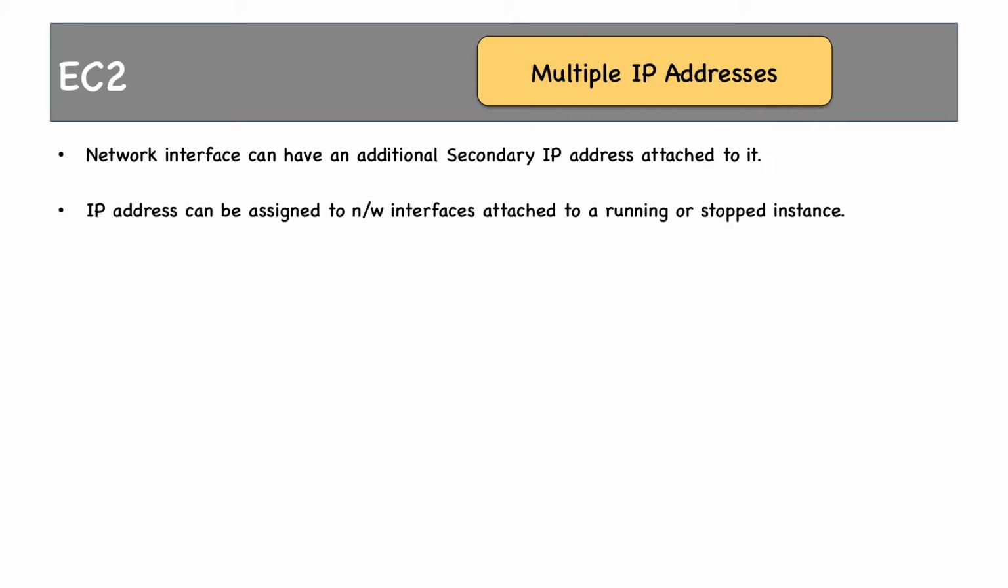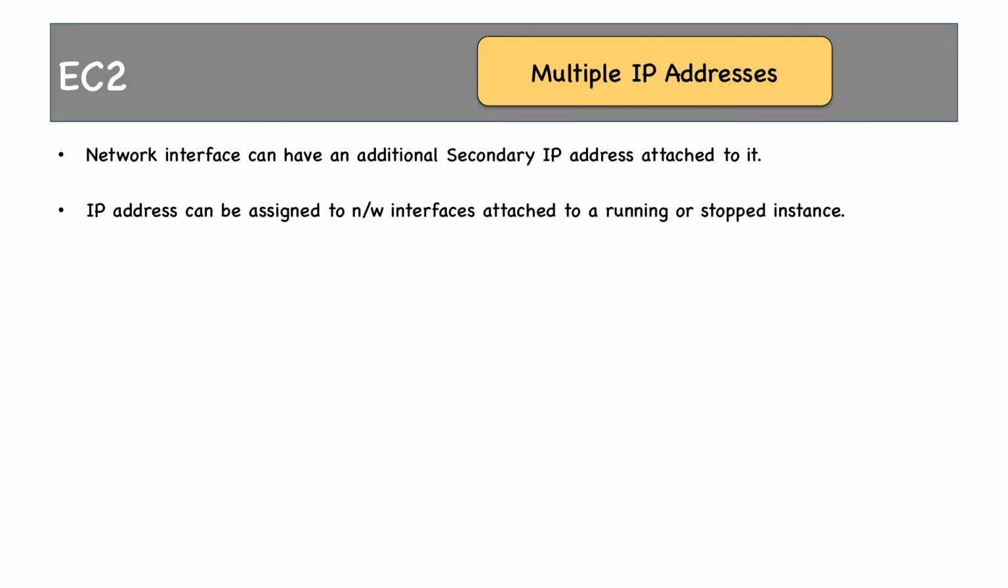IP addresses can be assigned to network interfaces which are attached to either a running or a stopped EC2 instance. This is an important point because your EC2 instance should not be in a stopped state to have a new IP address. Your application can be running while you provision new interfaces. As you can have different IP addresses in a single EC2 instance, multiple websites can be hosted on a single server by using multiple IP addresses.